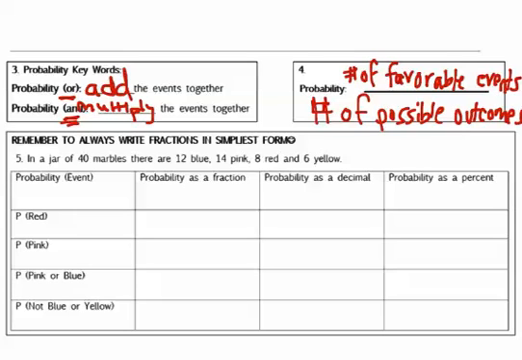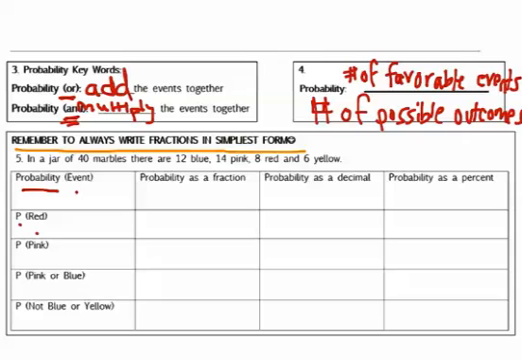Okay, so we're going to look at number 5. And I want to reiterate what is in bold. Remember to always reduce or write fractions in simplest form. Very important. All right. Now, it says, in a jar of 40 marbles, there are 12 blue, 14 pink, 8 red, and 6 yellow. All right, we're looking for the probability of certain events. Okay, so we've taken the word probability away and we just replaced it with a P, and we're looking for this event of pulling a red out of the jar.